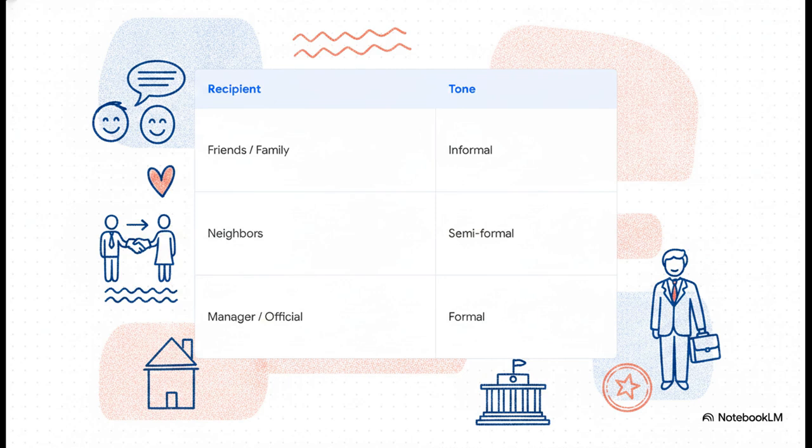If you're writing to friends or family, your tone has to be informal. Keep it casual and warm. Think, "Hi, Sarah." For neighbors or acquaintances, you shift to a semi-formal tone. It's friendly, sure, but respectful of personal boundaries, like, "Hello, Mr. Davis." And if you're writing to a manager or an official, you must lock into a formal tone. Keep it professional and objective, using something like, "Dear Miss Johnson."